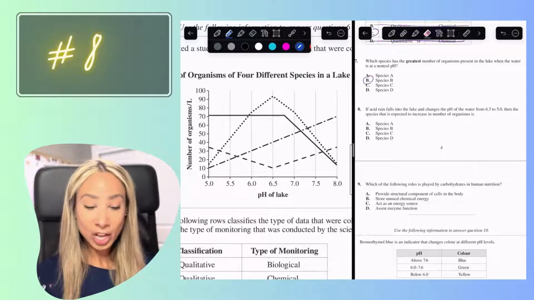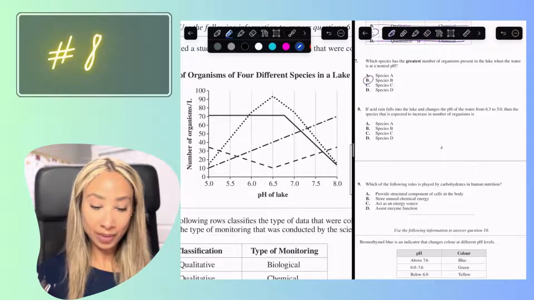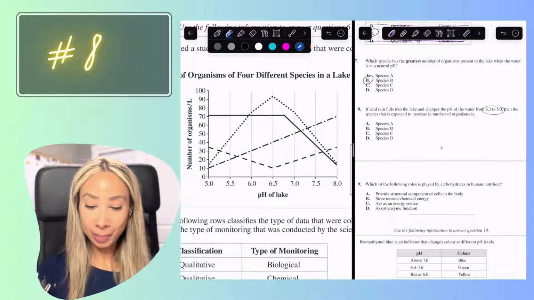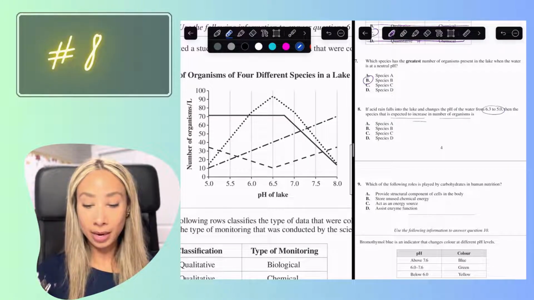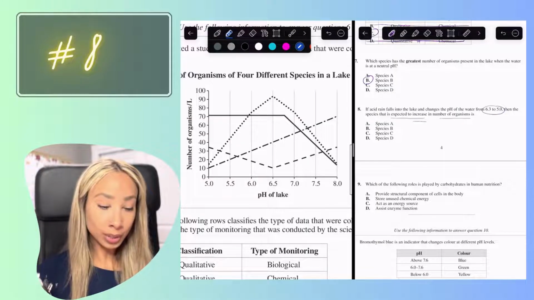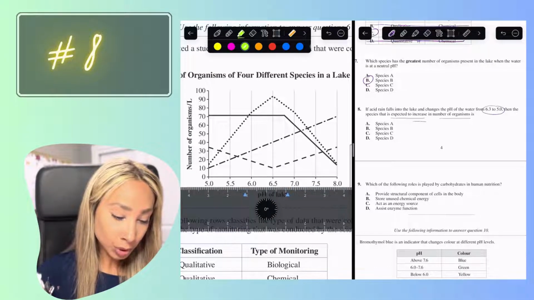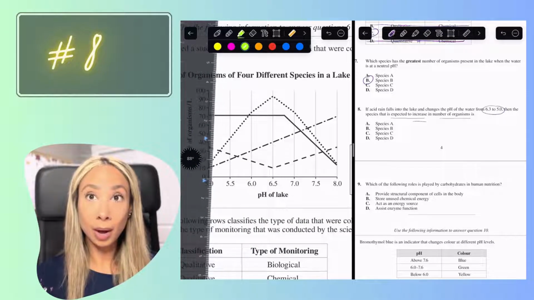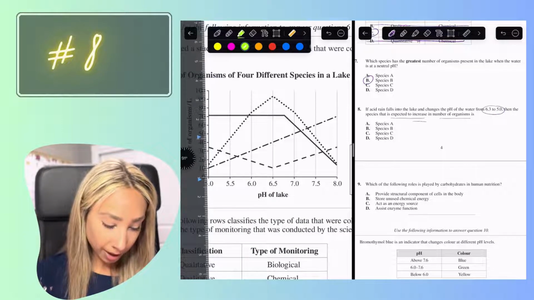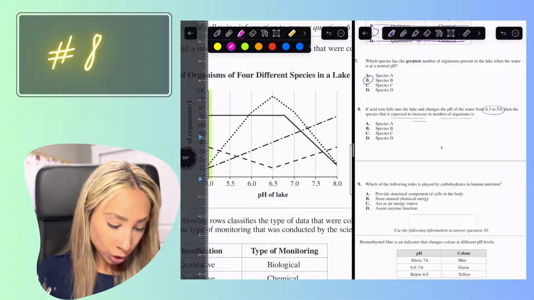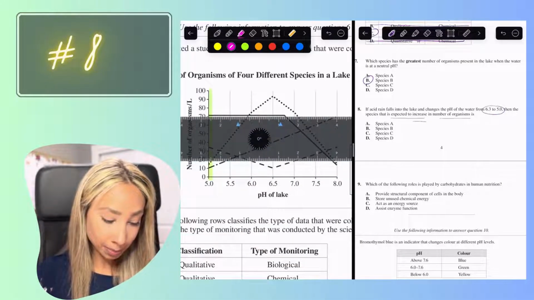Okay, number 8. So with this question, we want to know if acid rain falls into the lake and changes the pH of water from 6.3 to 5, then the species that is expected to increase in the number of organisms is blank. So looking at our graph, this one is a little tricky, so I'm going to walk you through this. So looking at our graph, we need to notice pH 5. So our pH of 5 is going to be here. And I want to highlight 2 organisms that tend to be thriving.